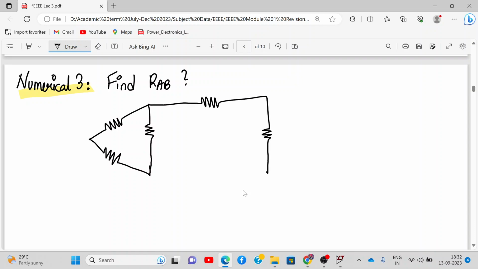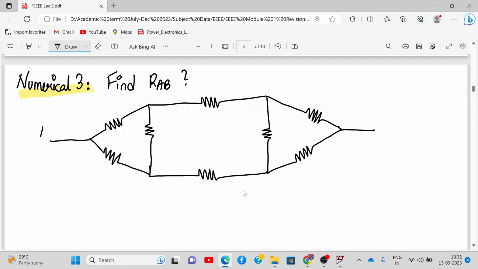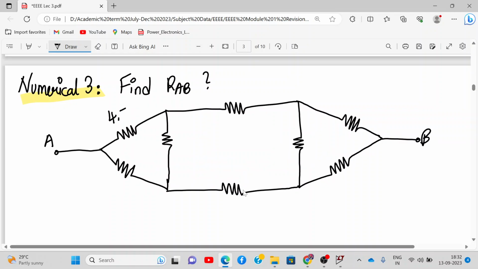Then I have a resistor over here. Then I have a resistor over here. And lastly, I have a resistor over here. So these are terminals A and B. Let me write these values of resistors. This is 4.5 ohm, this is 7.5 ohm, this is 3 ohm, this will be 4 ohm, 3, this is 3, this is again 4.5 and 7.5.